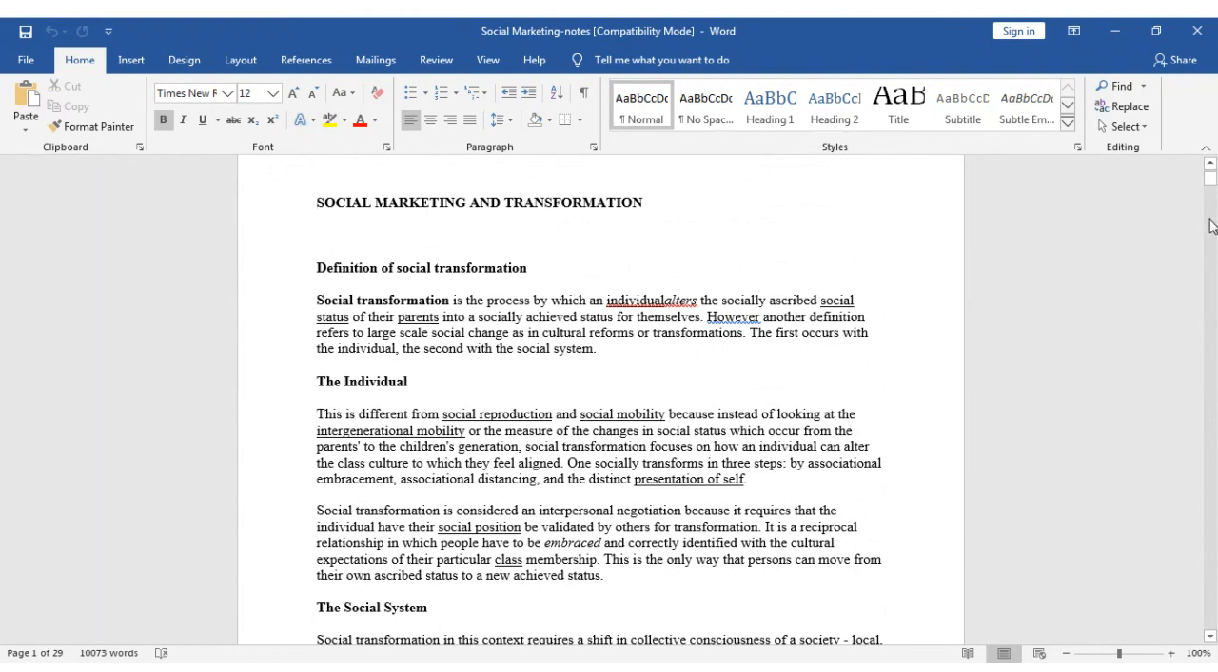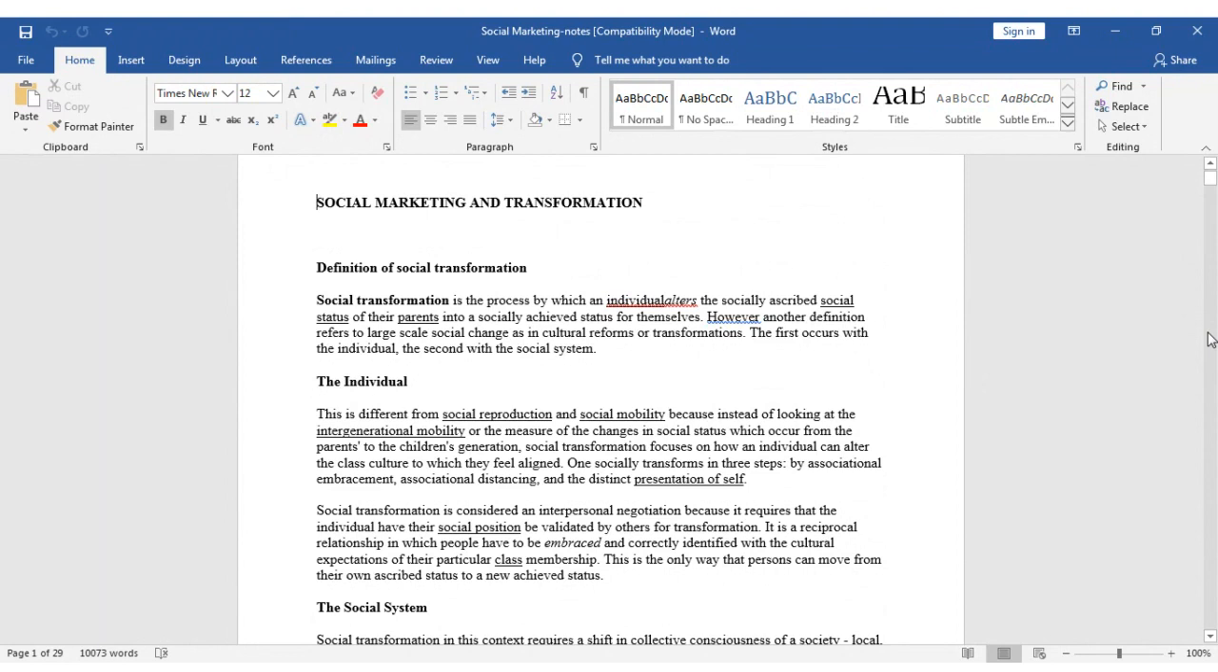So from there, we can just give the paragraph talking about the difference from social reproduction and social mobility. Because instead of looking at the intergenerational mobility, or the measure of changes in social status which occur from the parents to the children generation, social transformation focuses on how an individual can alter the class culture to which they feel aligned. One socially transforms in three steps: by associational embracement, associational distancing, and the distinct presentation of self.